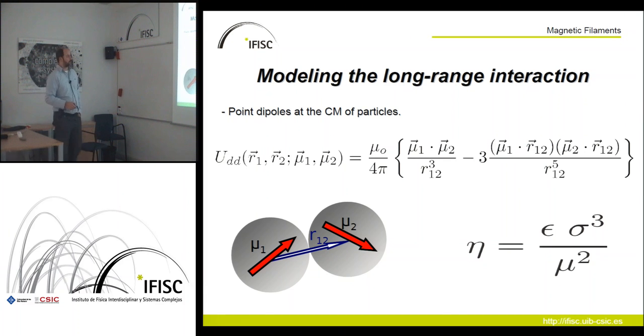Here I would like to define, because we will use it extensively later, the parameter eta. That is a non-dimensional parameter that relates the strength of the isotropic attraction between colloids to the magnetic interaction, in the case that the particles are in the most optimal position and orientation. That is called nose to tail.